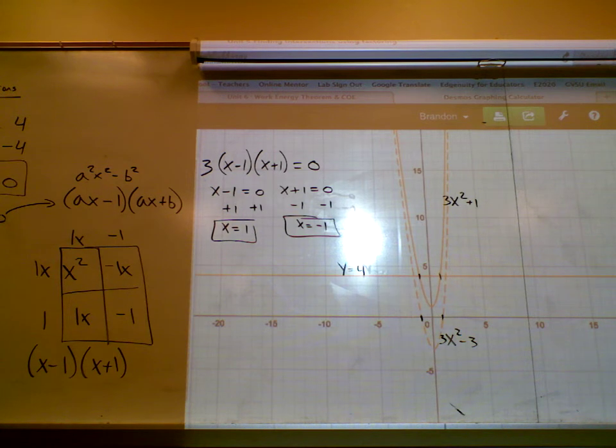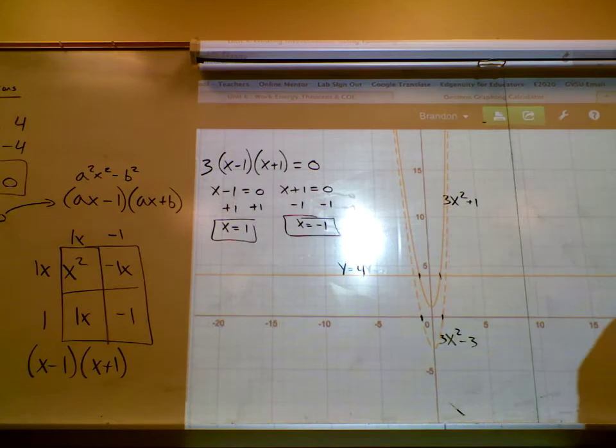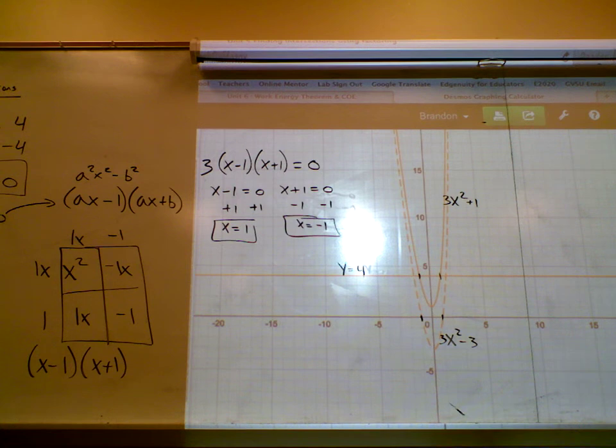Does the process make sense, guys? Does the process make sense? No? Get everything to one side. Parabola equals 0. Find the x-intercept. Same thing we've just been doing, right?